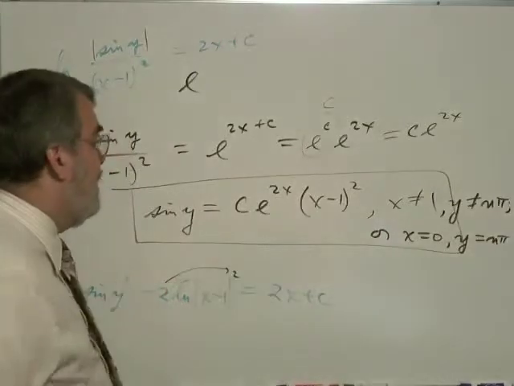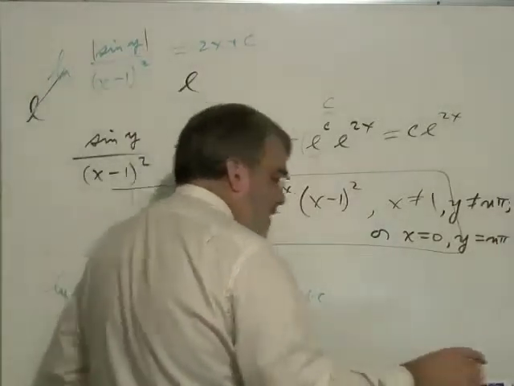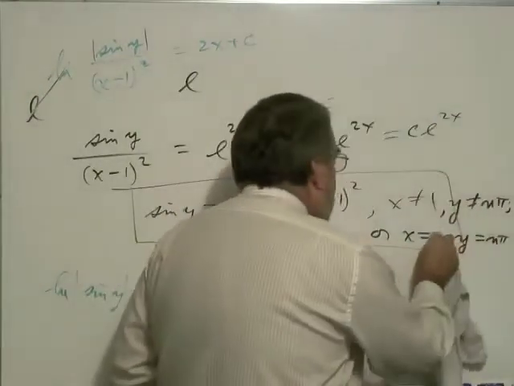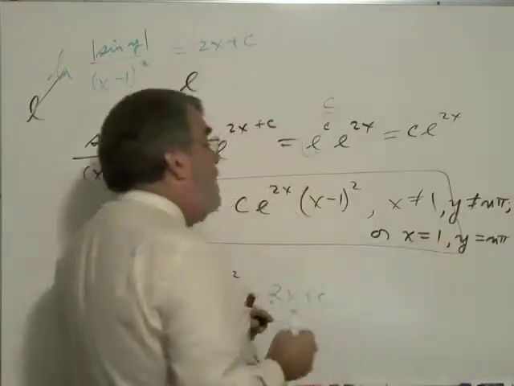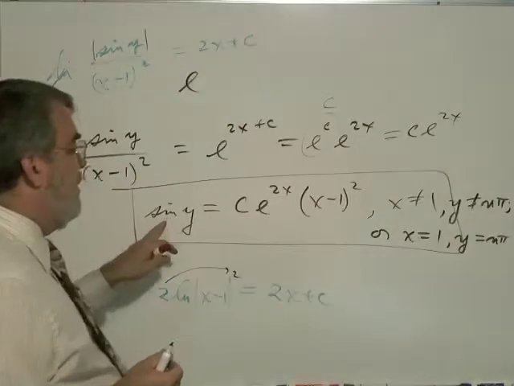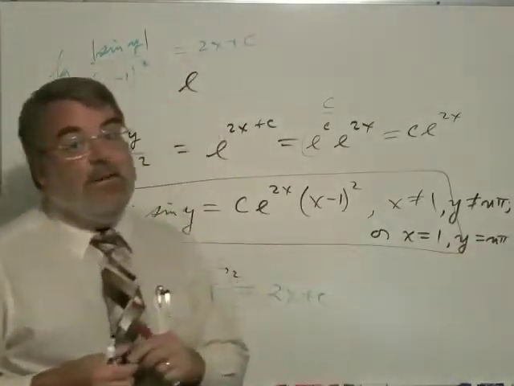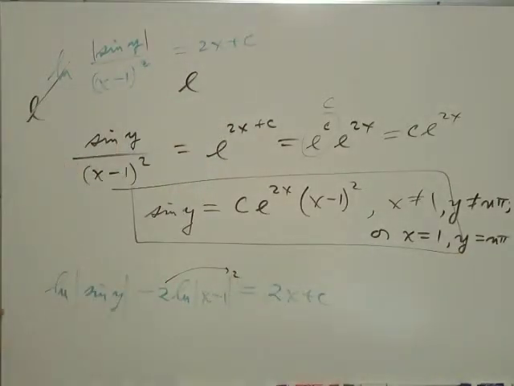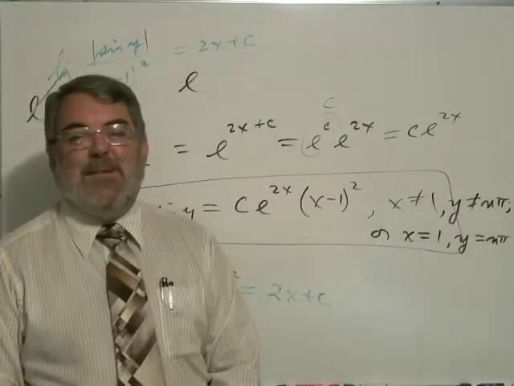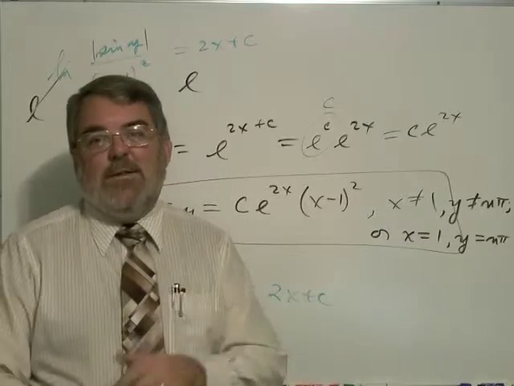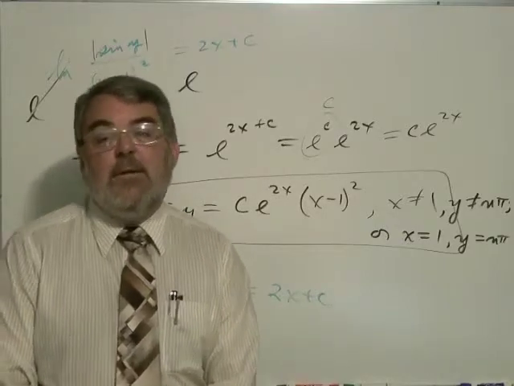Or the other situation is, what if, oops, I goofed here. If x was equal to 1, then this would be 0. It means y would have to be an integer multiple of pi in order to work out. So there it is. There's our solution to this problem. I'm going to work one more out of this section, one with a particular solution.